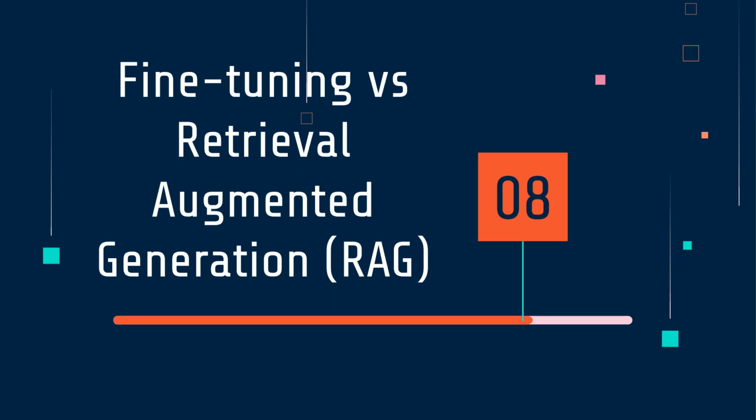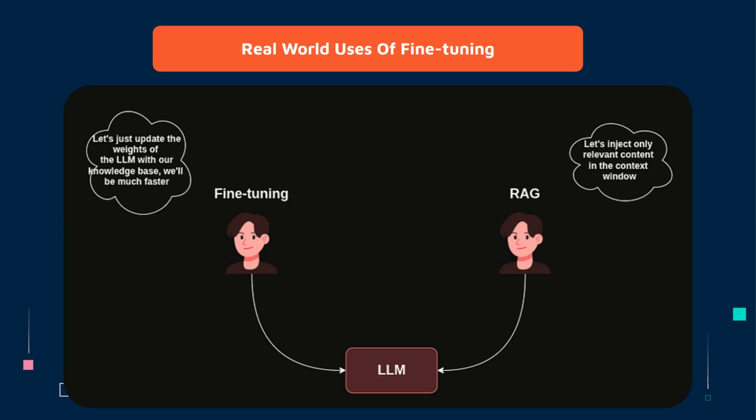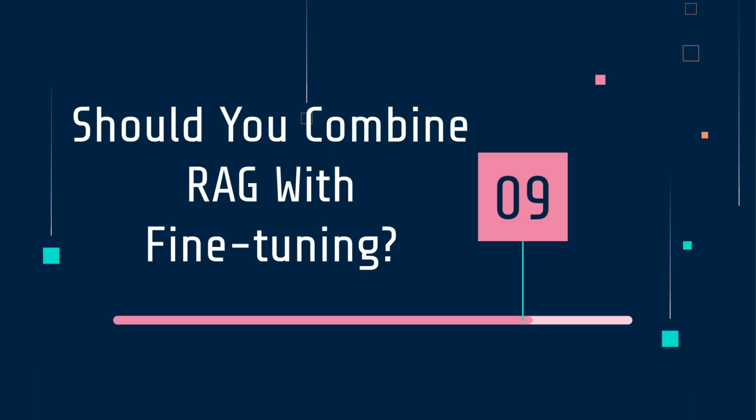And now, fine tuning versus retrieval augmented generation. The whole idea of fine tuning is, let's update the weight parameters so that we are much faster at generating responses. RAG, on the other hand, is all about retrieving the most relevant context and then passing it within our prompt. And fine tuning is about actually training the model again so that it's much faster, much better, right, and less prone to errors. Okay, so should you combine RAG and fine tuning?